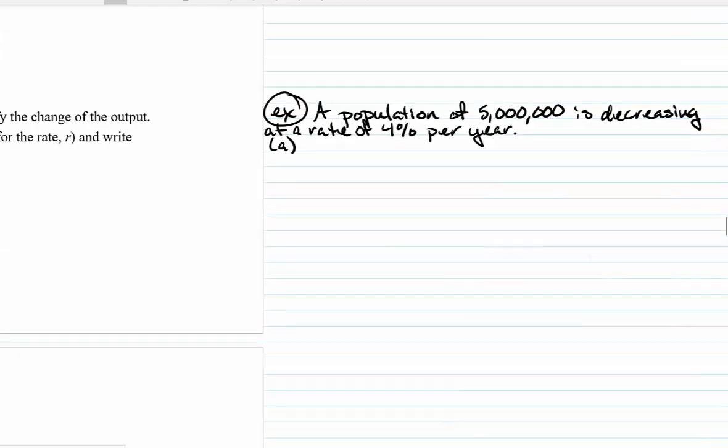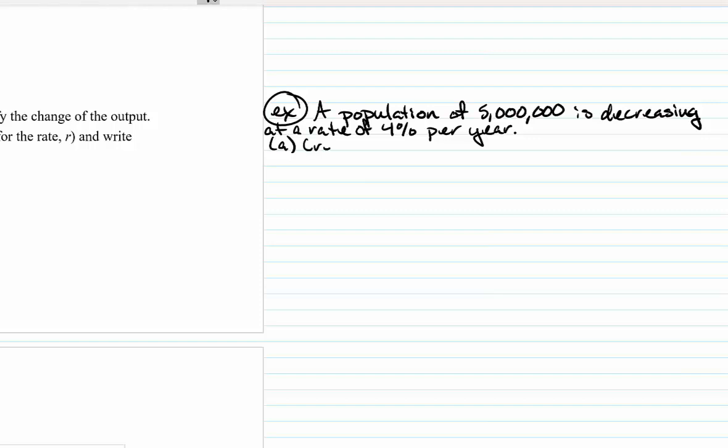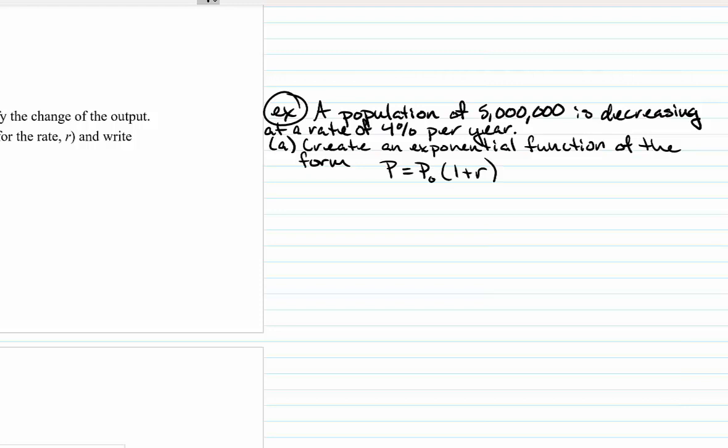In part A, there'll be 3 parts to this problem. Let's create an exponential function of the form, well, the one I was just telling you, the one we're going to use the most, of the form P equals P subscript O times (1 plus R) to the T. So we need to create an equation like this.